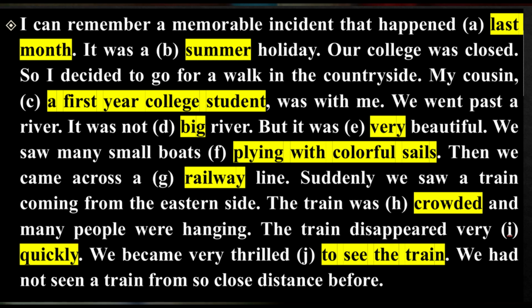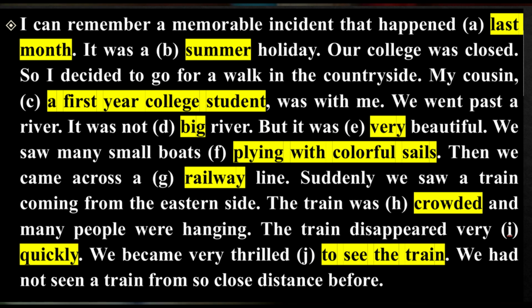Now come to the next line. The train was dash and many people were hanging. Here in the gap we are asked to post modify the noun. Whenever we modify a noun, we use an adjective. So our answer will be: the train was crowded and many people were hanging. In such a way we can complete this sentence.